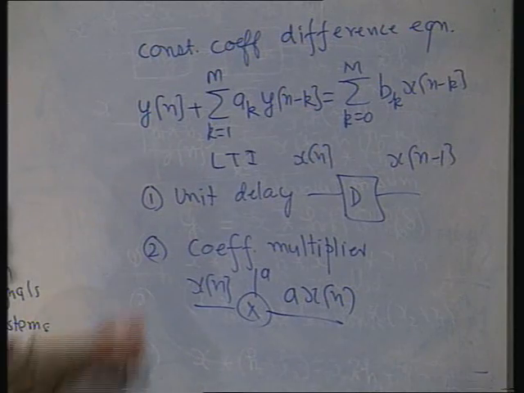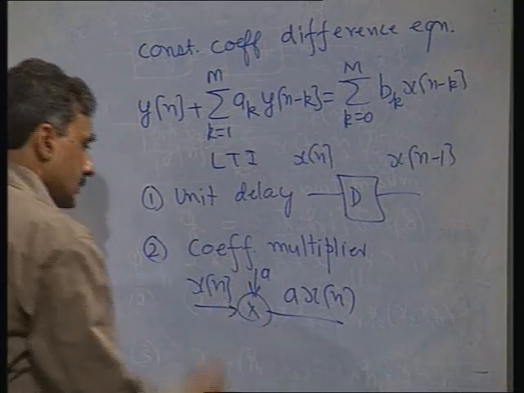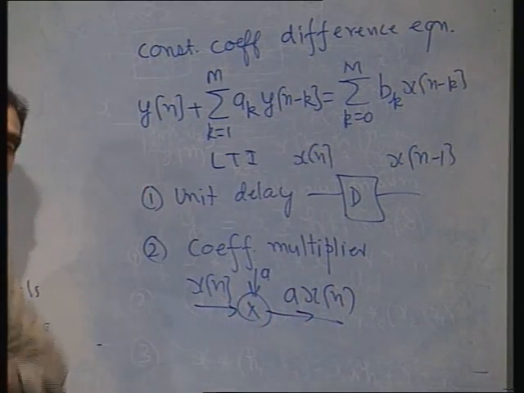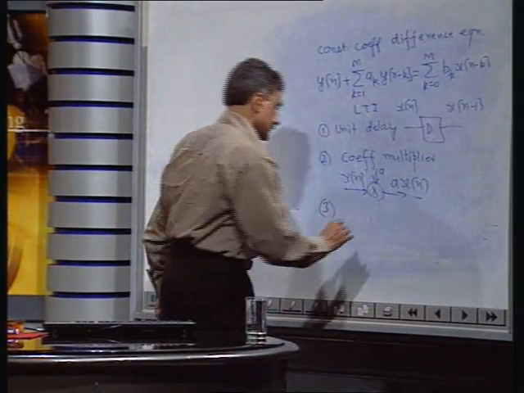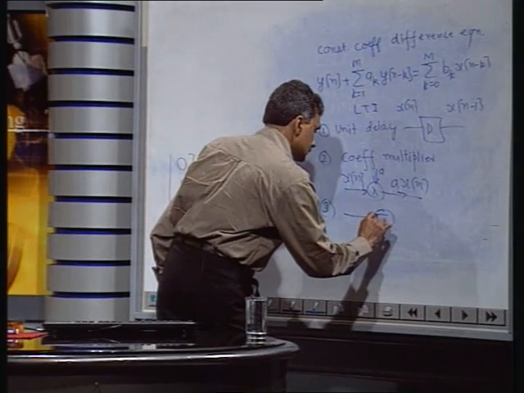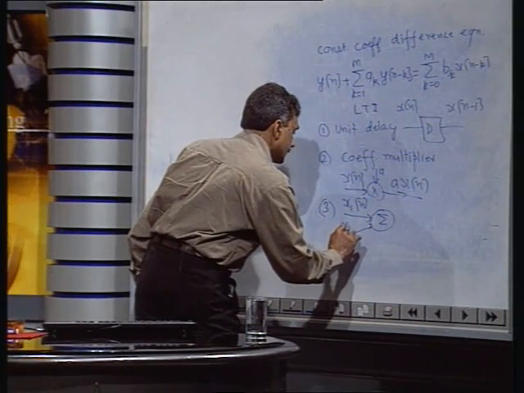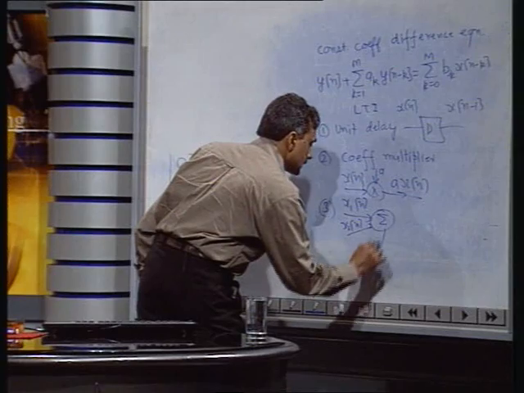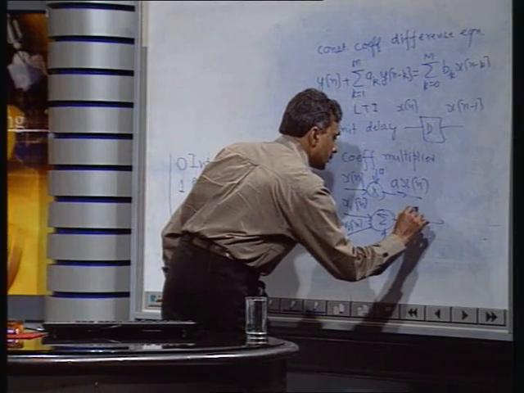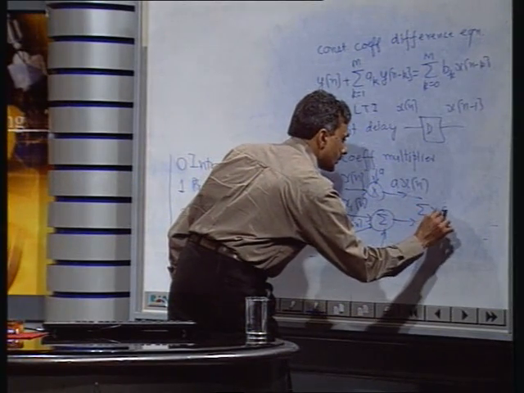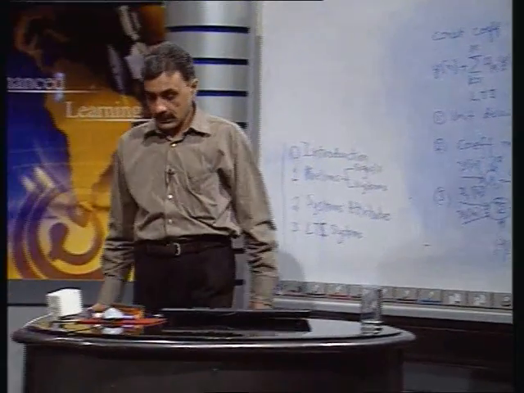Unit delay is one building block, coefficient multiplier is another, that is, some signal is coming and you multiply it with a coefficient. You have to put down the arrows also to say where the signal is flowing, that is the signal flow diagram. And the third is the adder. Suppose I have a signal x1 of n, another signal x2 of n, and some signal xp of n, and the output is nothing but the sum of these, i going from 1 to p. It is an adder circuit.